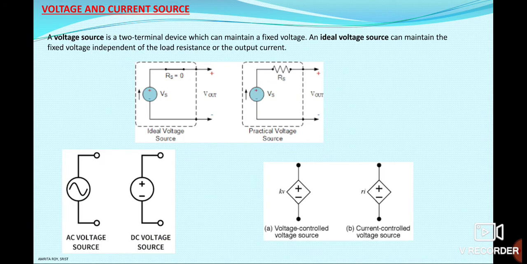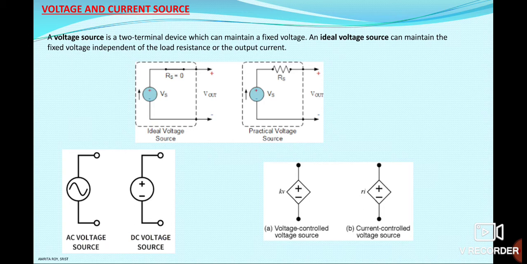Next is voltage and current source. Practical and ideal voltage source. So a practical voltage source is a two-terminal device which can maintain a fixed voltage. An ideal voltage source can maintain the fixed voltage independent of the load resistance or the output current. We can see in the diagram that there is an ideal voltage source and there is a practical voltage source. The basic difference between the two is that in case of an ideal voltage source, the internal resistance is 0. But for a practical voltage source, the internal resistance is not 0.